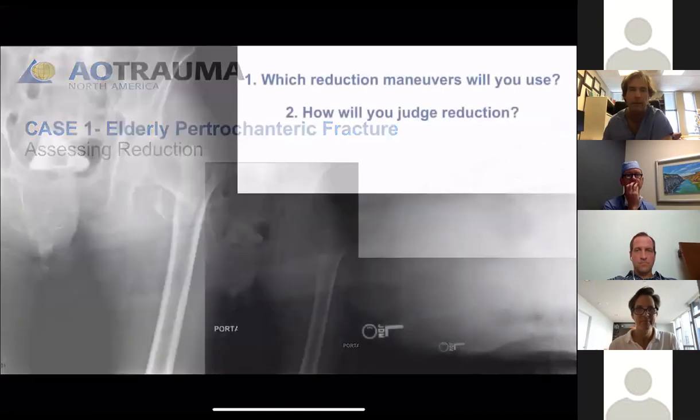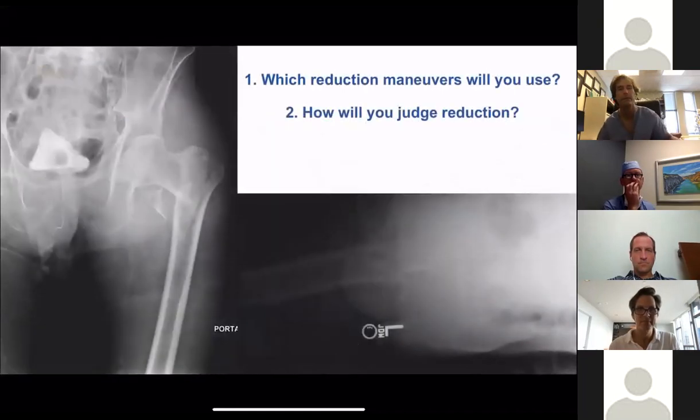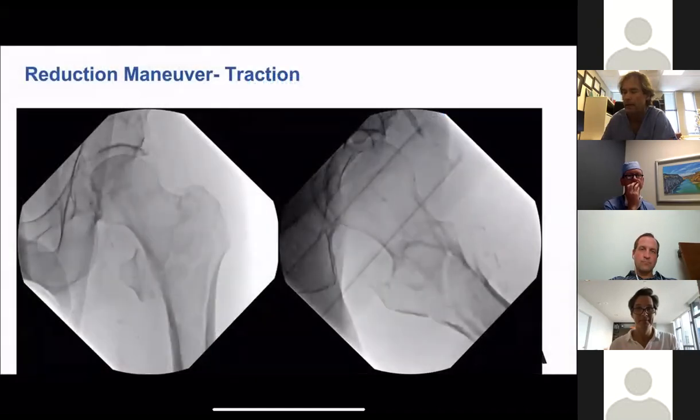So here's a proximal femur fracture in an elderly patient. This is the one I showed you at the very beginning. I didn't know this was going to be a puffball, right? And that's one of the things I'm going to talk to the faculty about. But what would you do? What would your plan be for reduction maneuvers at the beginning of this procedure? And how are you going to judge your reduction? So you already figured that out. That was something you wrote down at the beginning. And so I want to show you what happened. So here's traction, right?